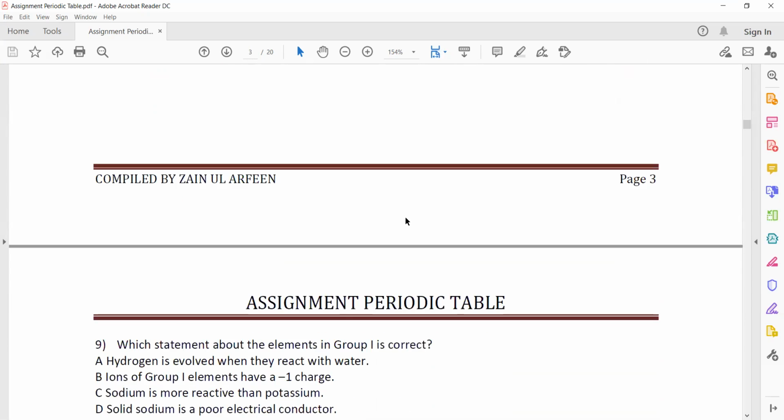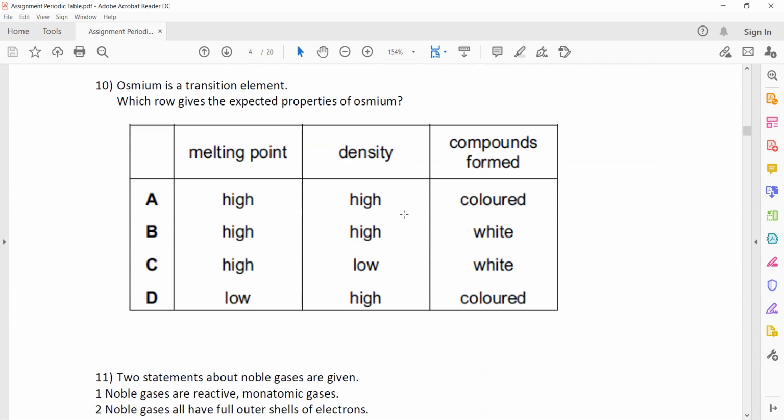Question number 10. Osmium is a transition element. Which row gives the expected properties of osmium? Melting point high, density high, and forms a colored compound. So A will be the right answer.